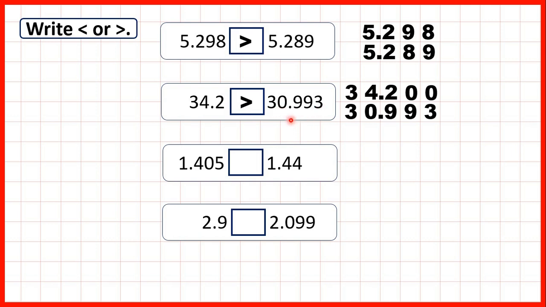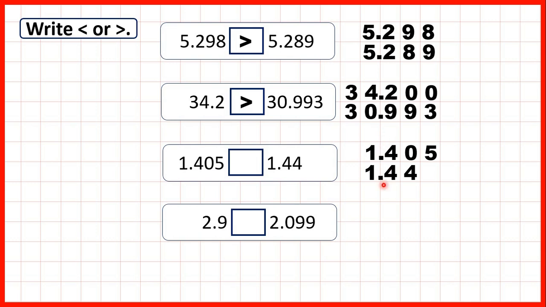So we know that 34.2 must be larger than 30.993. So sometimes when we're comparing decimals, all we need to do is to compare what comes before the decimal point. So here we had 34 and 30, because remember, anything that comes after the decimal point is less than 1 whole.